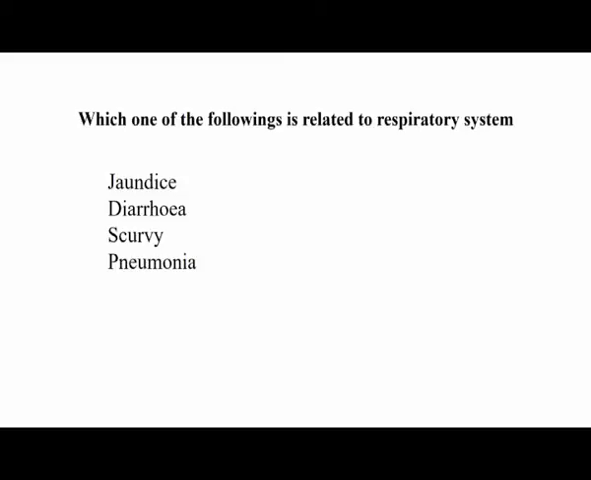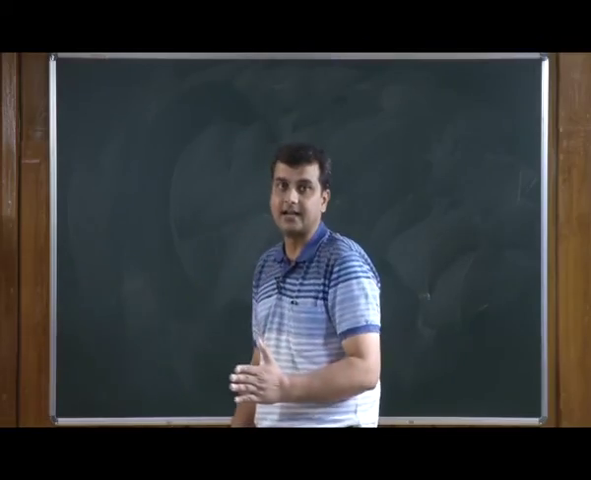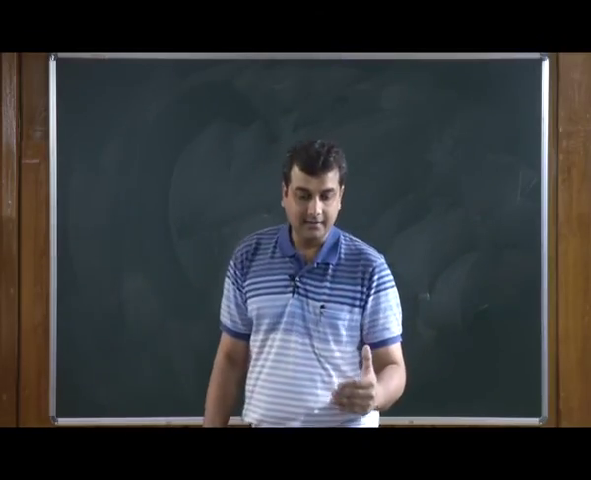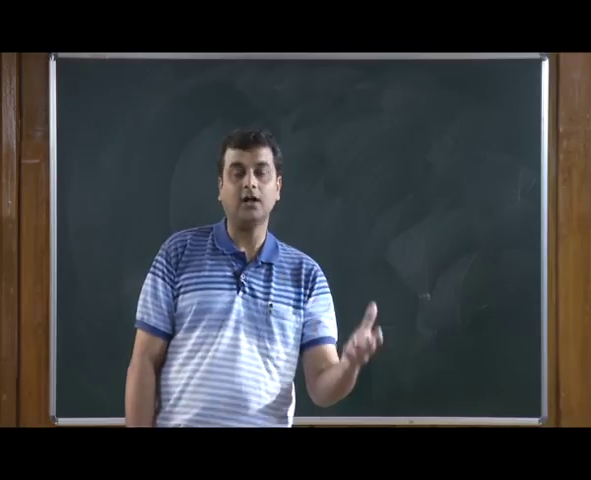What we discuss in the chapter Breathing and Exchange of Gases are various disease conditions. So, which one of the following is related to the respiratory system? I have just given the options: jaundice, diarrhea, scurvy and pneumonia, and the right option is pneumonia. So, pneumonia is what we discussed, that any inflammatory condition in the lung is called pneumonia.